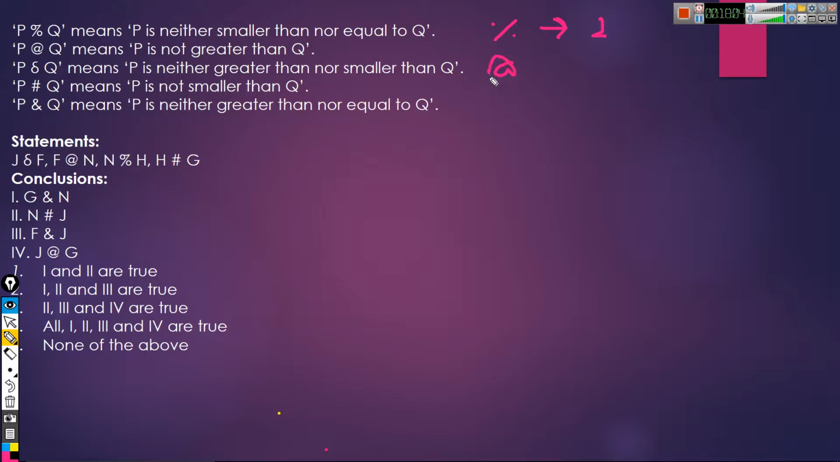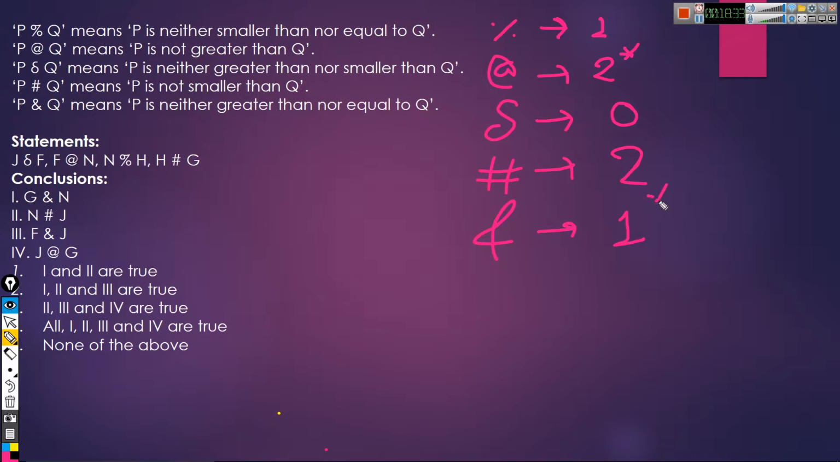So at the rate means 2 asterisk. P delta Q means P is neither greater nor smaller. It means equal to. Delta means 0. Has means P is not smaller than Q, means greater than or equal to. Has means 2. P and Q means P is neither greater nor equal. It means smaller than. So and is 1 asterisk.